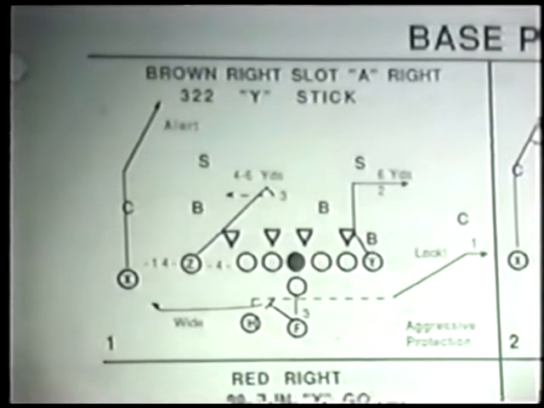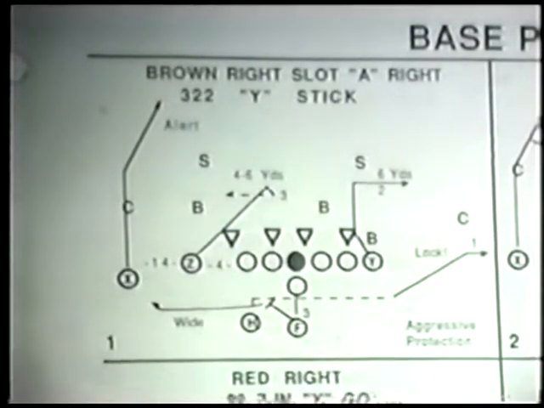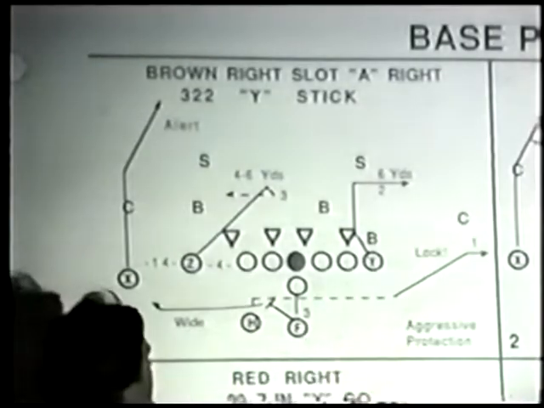Either way. Brown right, slot, A right motion. Now, we've been going fly motion. Fly motion is run game stuff. It's green, strong, and near fly. It's run game stuff for pitch and counter. Okay? When we start saying A right, C left, that's pass game stuff. Okay? Brown right slot, A right.